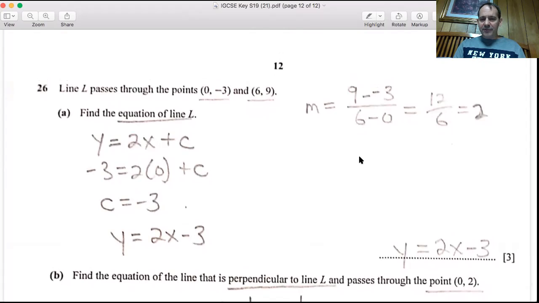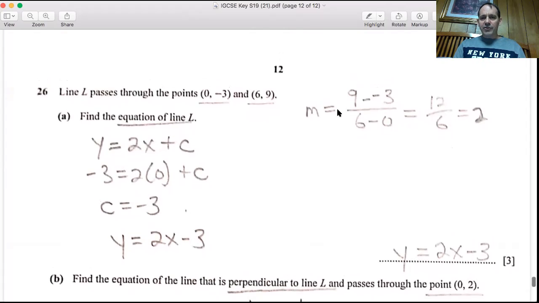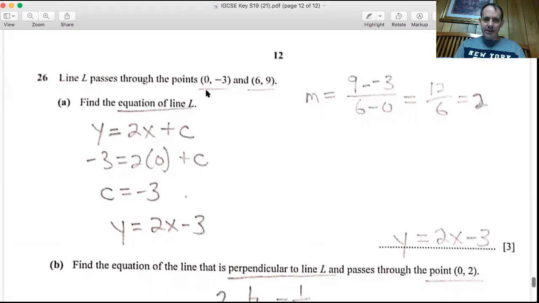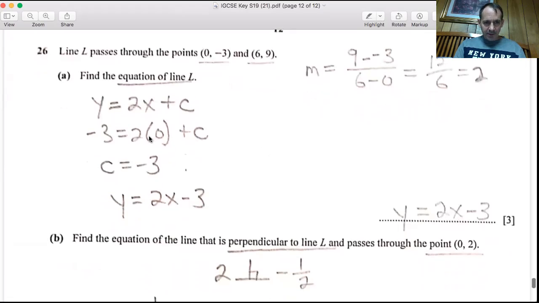So the first thing we want to find is the slope. So the slope is change in y over change in x, y2 minus y1, so don't forget minus the negative, over change in x, x2 minus x1. So you get 12 over 6, which is 2. Plug that into y equals mx plus c. Then to find the c, we need to use one of the points. It doesn't matter which one. I use the 0, -3, because zeros are easy to work with. Cancels out this. C is -3.